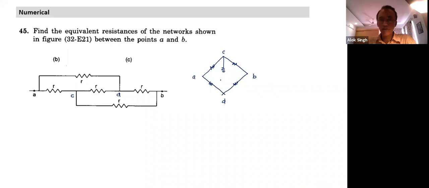The resistance connected between C and D can be removed. If I remove this one, then these two become in series. So it becomes R and R. With this removed, it becomes 2R and 2R.